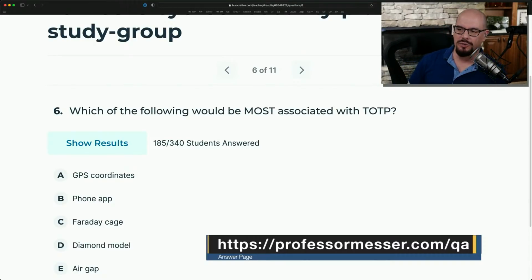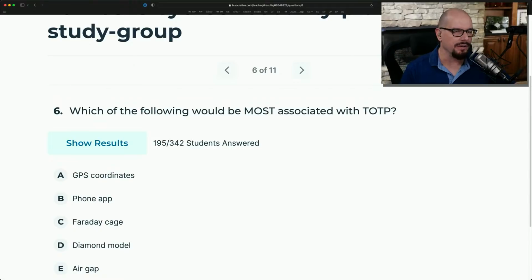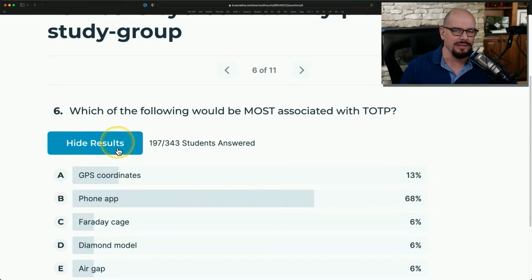Let's see how you did with this question. Not everybody jumped in on this one, so I'm interested to see the answer. The question asks, which of the following would be most associated with TOTP? Would it be GPS coordinates, a phone app, a Faraday cage, diamond model, or an air gap? All very different things. Let's see how you answered. By far, most of you, 68%, say that's a phone app. 13% said GPS coordinates. 6% Faraday cage, 6% diamond model, 6% air gap.